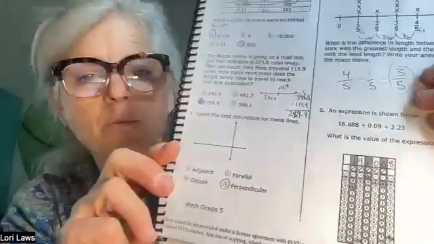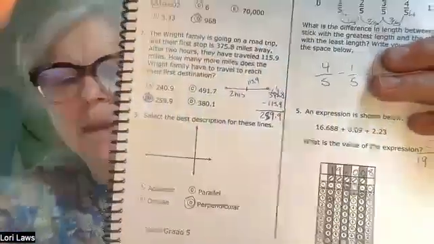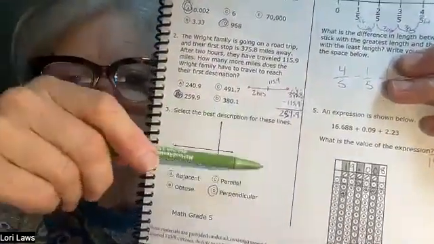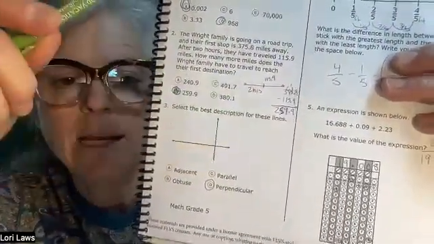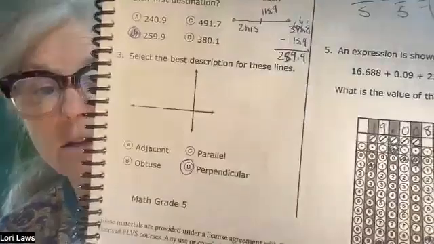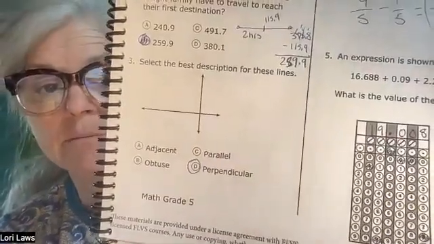The next one, number 3, we haven't done this yet either, but when lines are like this, they are parallel. When lines are next to each other, they're adjacent. When lines are crossed at a 90-degree angle, they're perpendicular. So your answer is D, perpendicular.